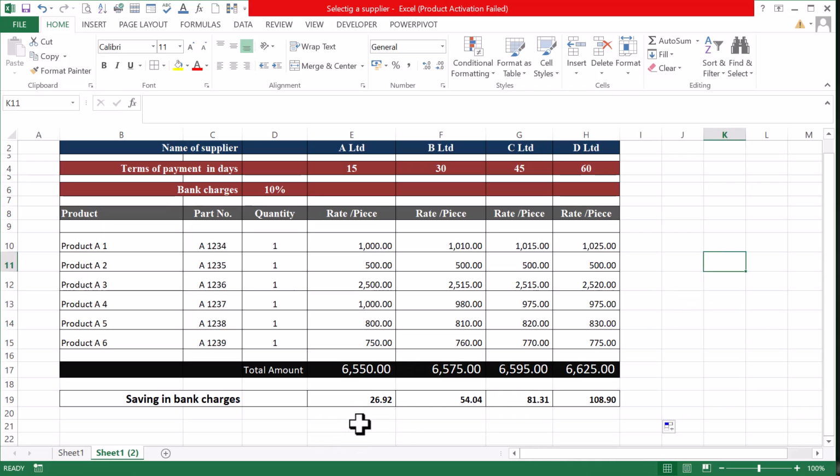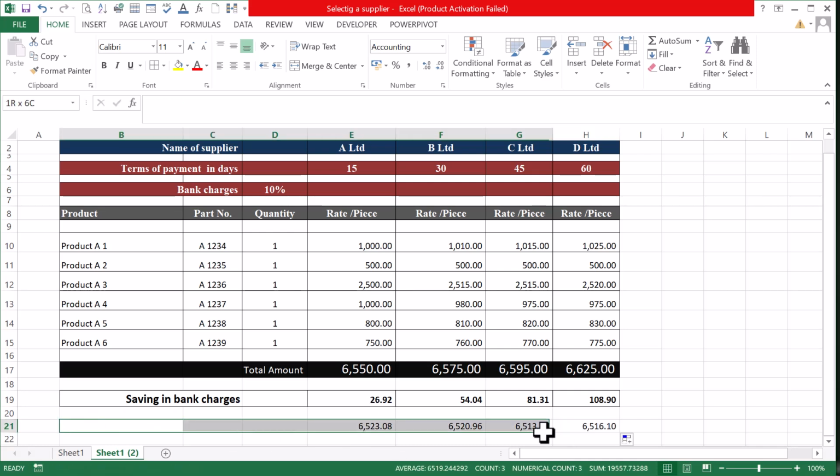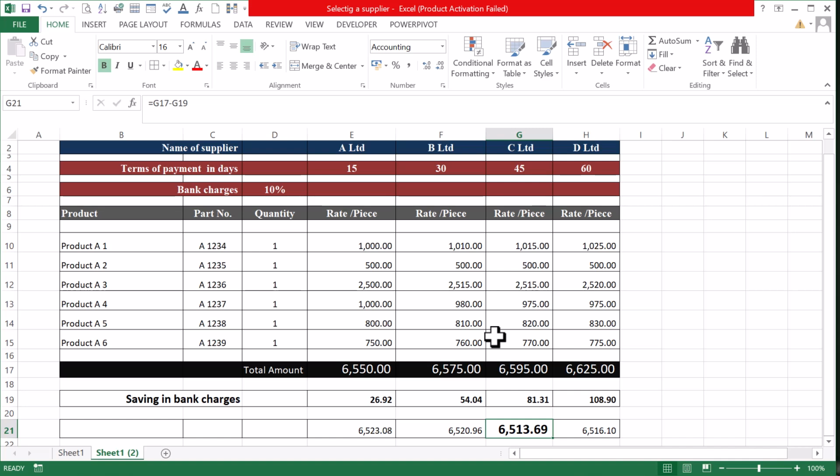Step 3. Now let's deduct the bank charge savings from the total amount to get the net cost of purchase. The bank charge savings represent the benefit we get from the credit days offered by each supplier. So to find the actual cost of purchase, we subtract these savings from the supplier's quoted prices. With this net cost, we can now easily compare prices and decide which supplier offers the best deal. In our example, C Limited has the most favorable price.